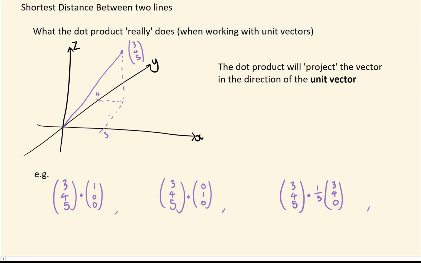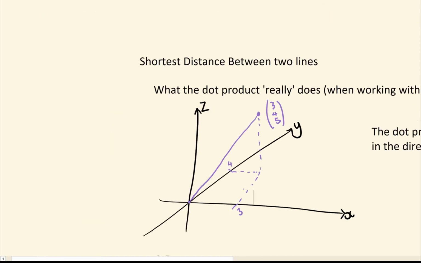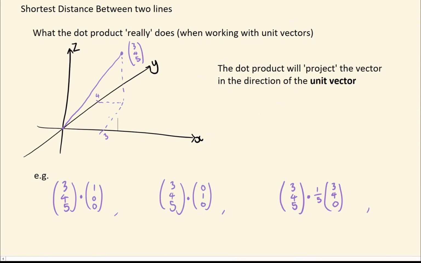So here I have the coordinates 3, 4, 5. So the vector 3, 4, 5 represents a line from the origin to the coordinate 3, 4, 5. So 3 squares in the x, 4 squares in the y, and 5 squares up. The dot product basically projects the vector in the direction of that unit vector. By project, I mean it tells you how much it's pointing in that direction. So this is best with an example.